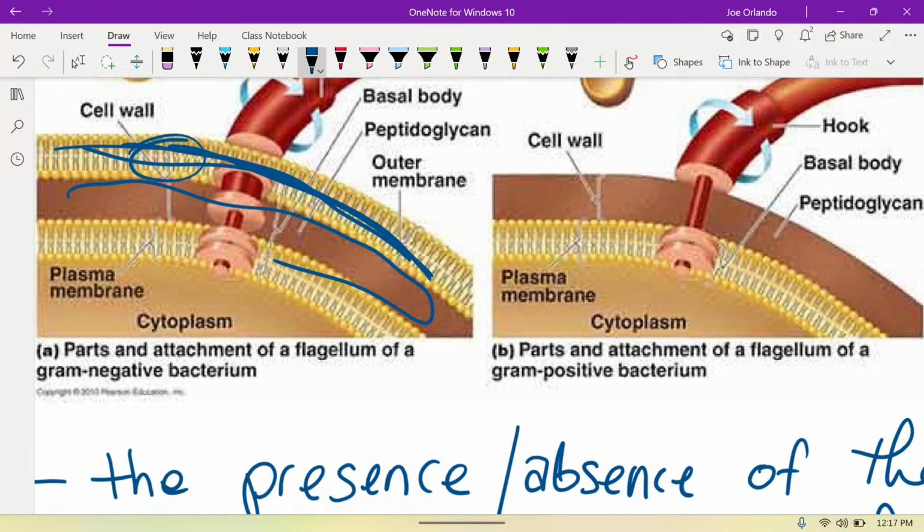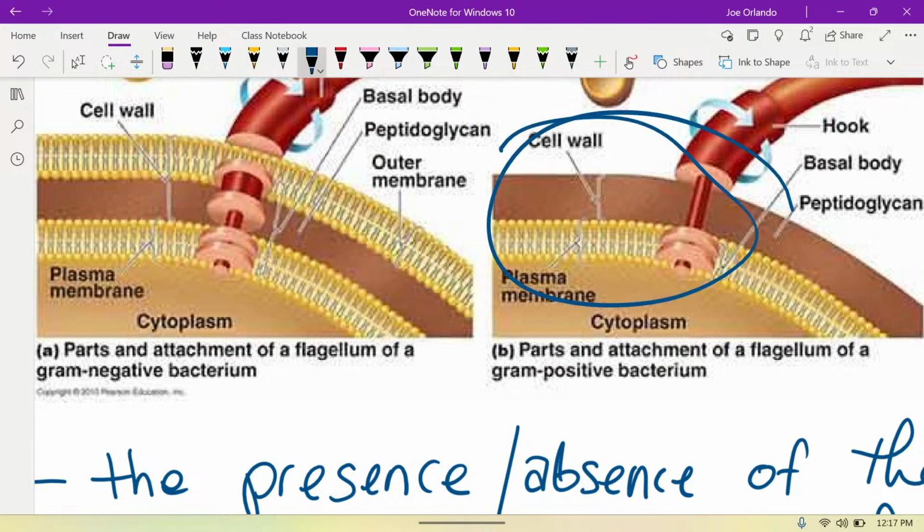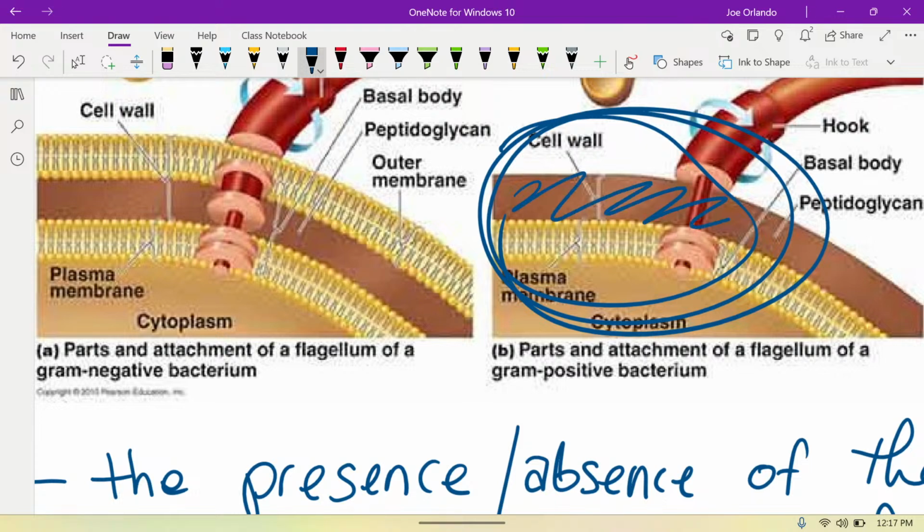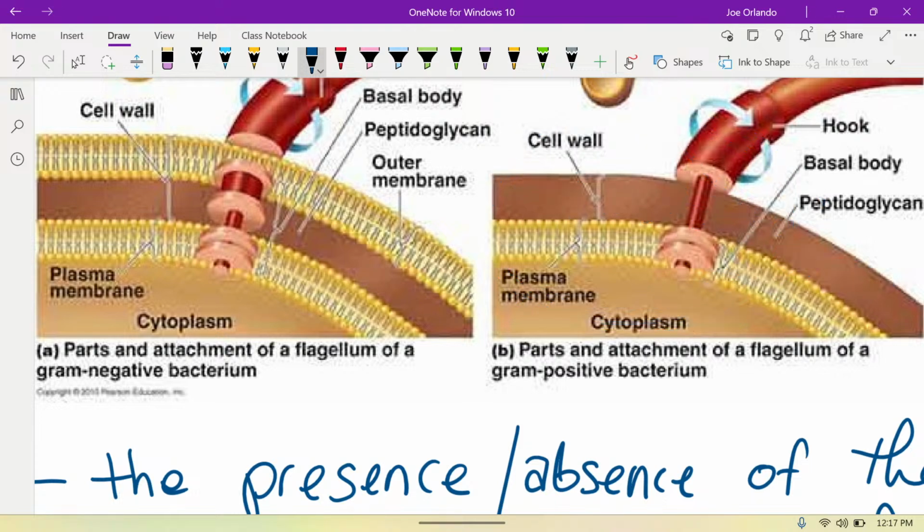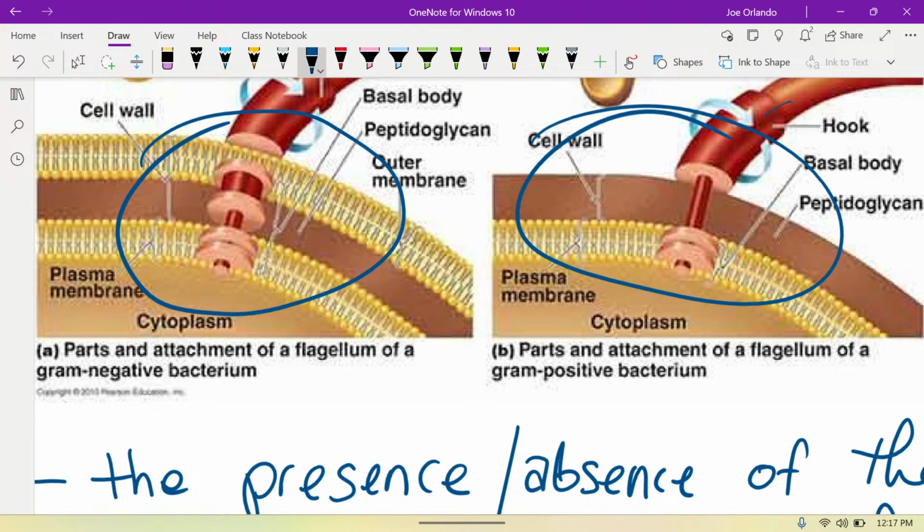Which one of these cells is gram-positive? Which one of these would react to gram staining? Yeah, that's right. This one here, right? Because the peptidoglycan is the outermost layer. So it's just showing how a flagellum attaches in a gram-positive bacterium and how the way it's attached to the cell of a gram-negative bacterium is a little bit different.